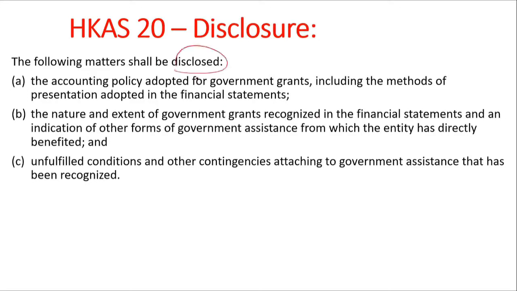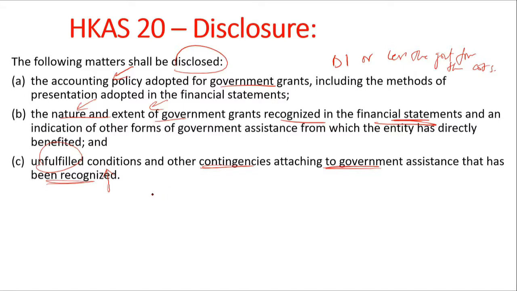Then the following matters shall be disclosed, right? The accounting policy adopted for government grants. So basically either deferred income or deducting the government grant from the cost, right? The nature and extent of government grants recognized in the financial statements. So you have to disclose the nature and extent of government grants. And then any unfulfilled conditions and other contingencies attaching to government assistance that has been recognized. So if there are any unfulfilled conditions and other contingencies attaching to government assistance, they should be disclosed as well.